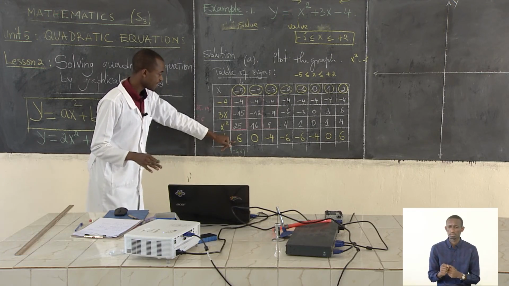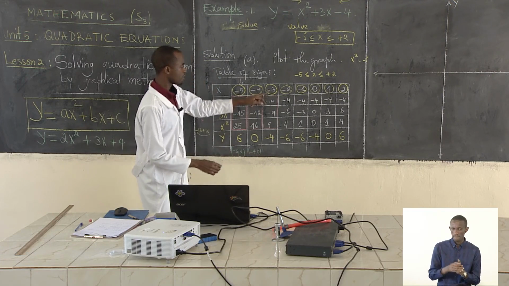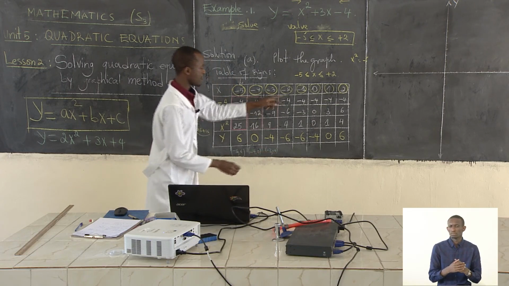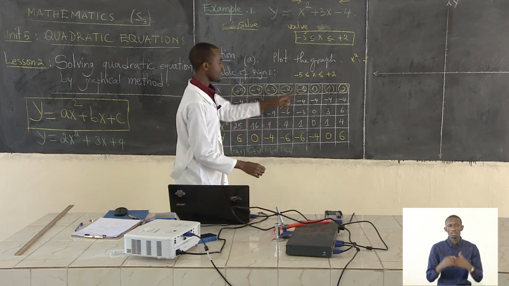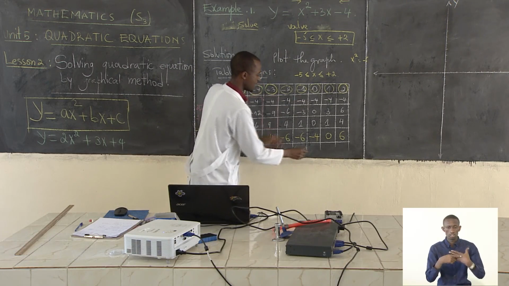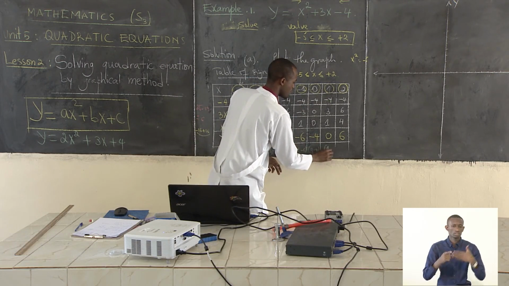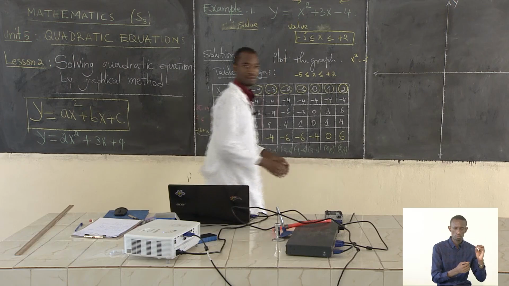Negative 5 and 6. Here we have negative 4 and 0. Here you have negative 3 and negative 4. Here you have negative 2 and negative 6. And here you have negative 1 and negative 6. Here you have 0 and negative 4. Here you have 1 and 0. And lastly, you have 2 and 6.